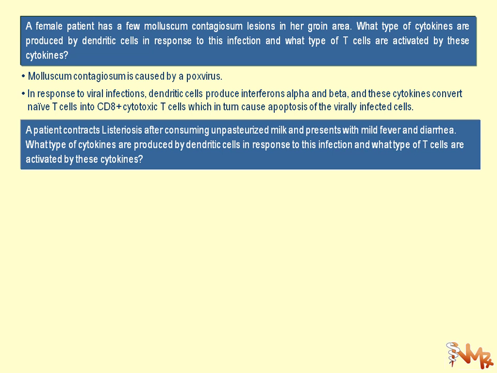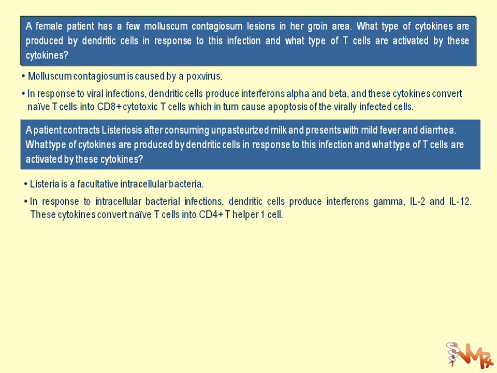What type of cytokines are produced by dendritic cells in response to this infection, and what type of T cells are activated by these cytokines? Well, again, you have to know what is the class of the Listeria. Is it intracellular or is it extracellular bacteria? That's what dendritic cells are interested to know, or they can recognize. Listeria is a facultative intracellular bacteria.